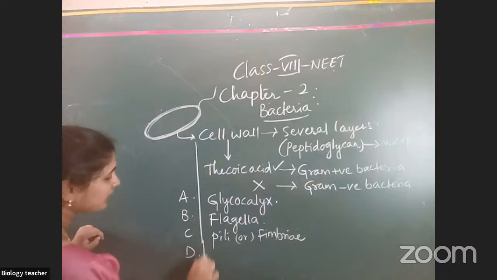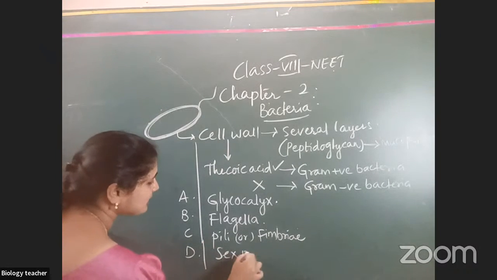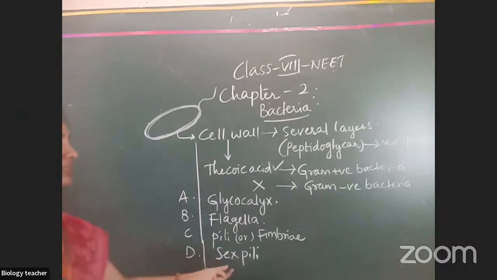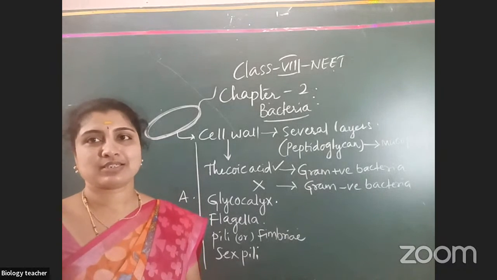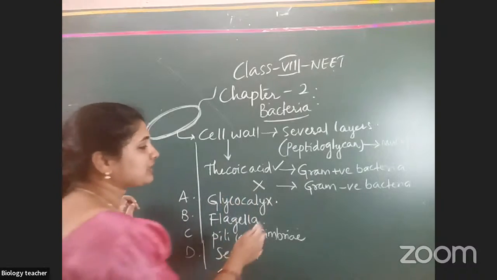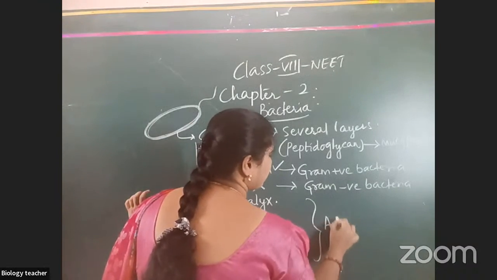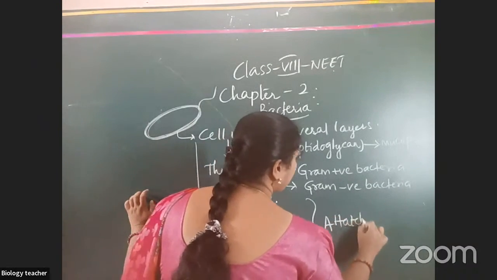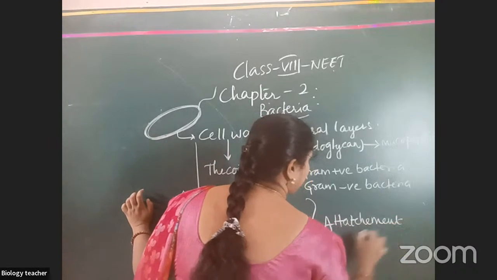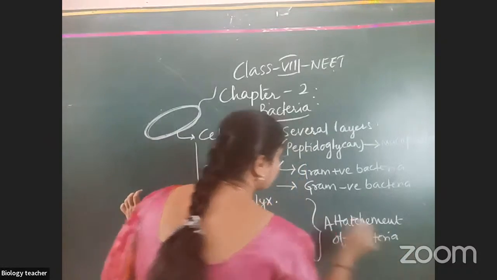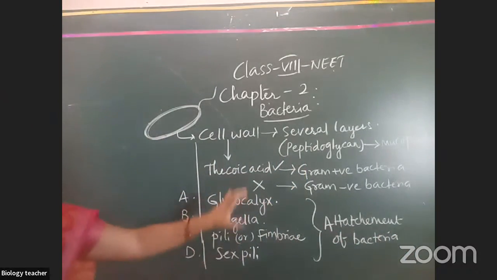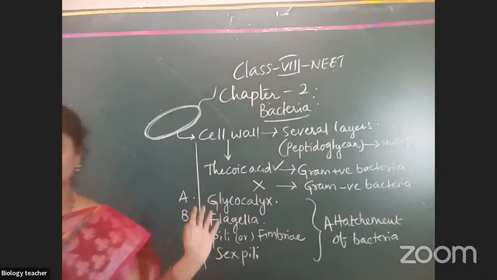And another one is the sex pilus. What is the sex pilus for? It is for reproduction, producing young ones. These four structures are for attachment of bacteria, outside the cell wall. Please note this down.